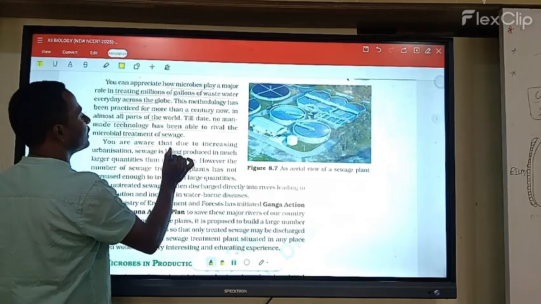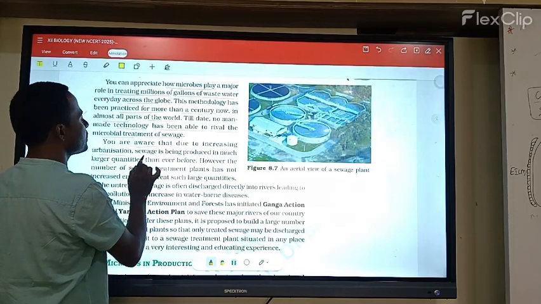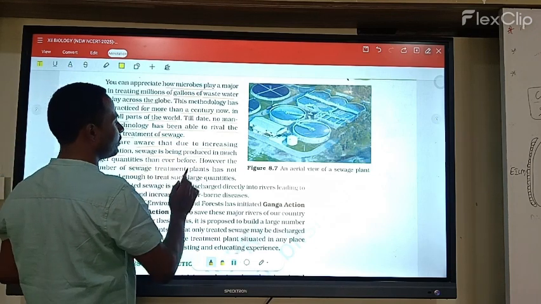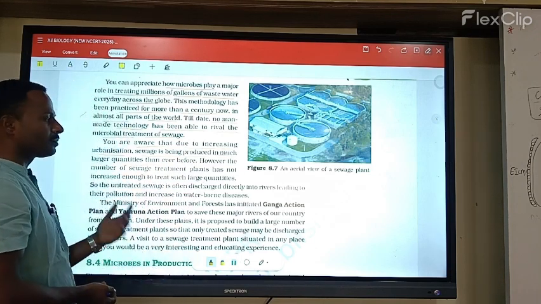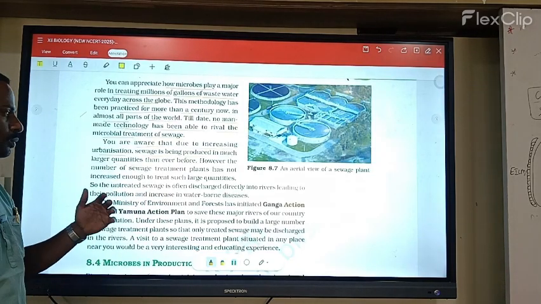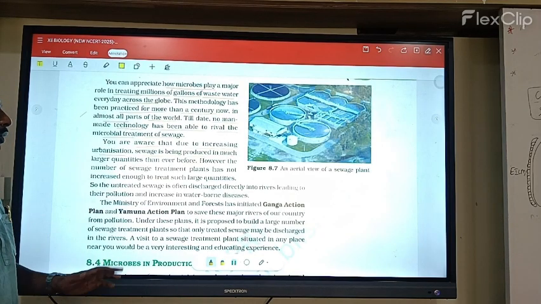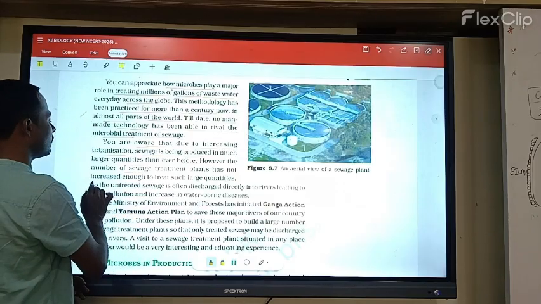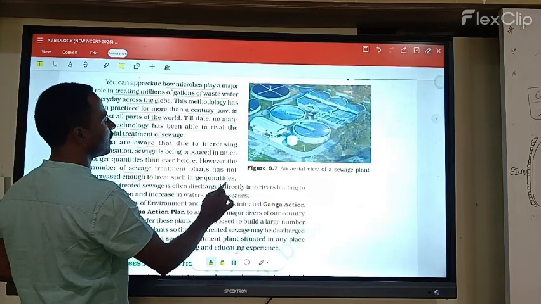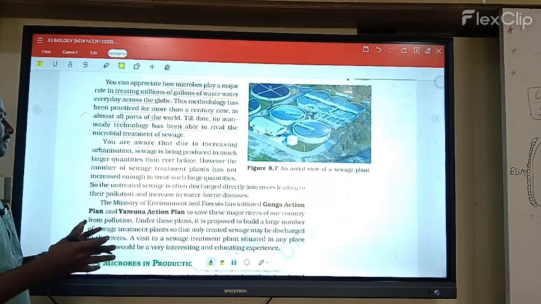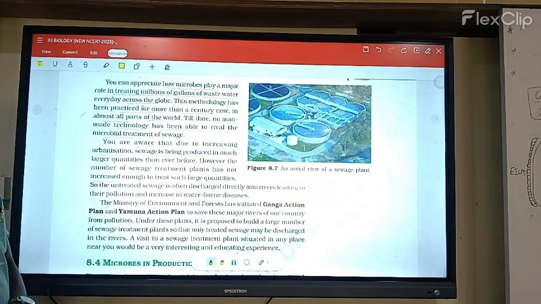You are aware that due to increasing urbanization, sewage is produced in much larger quantities than ever before. It is continuous and only increasing. However, the number of sewage treatment plants has not increased enough to treat such large quantities. Only a few are present.